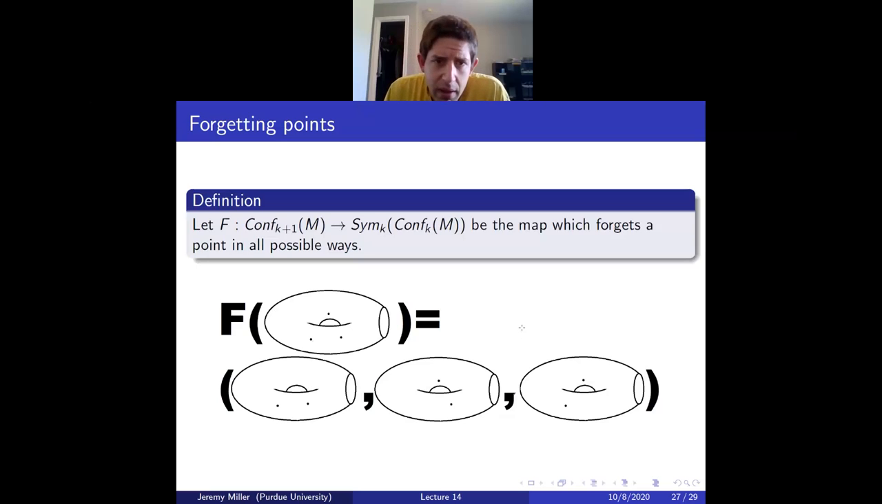But here they're not ordered. So I don't know what the (k+1)st point is. So if I want to forget a point, there's no way, at least as far as I can tell, to just forget a point. What you can do is you can forget a point in all possible ways. I think this is a k+1.